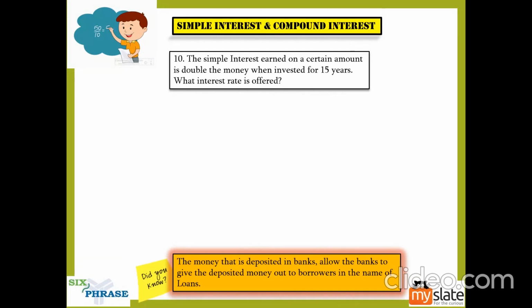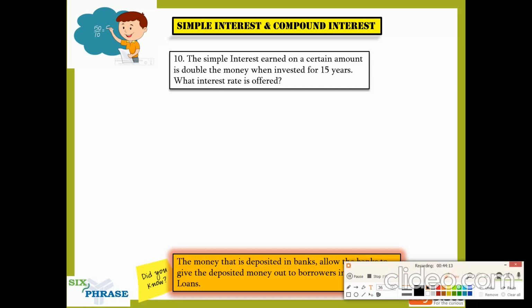The simple interest earned on a certain amount is double the money when invested for 15 years. What is the rate of interest offered? Now again, the question is from simple interest, guys. The simple interest earned on a certain amount is double the money when invested for 15 years. So you have to understand that the simple interest is double the amount.